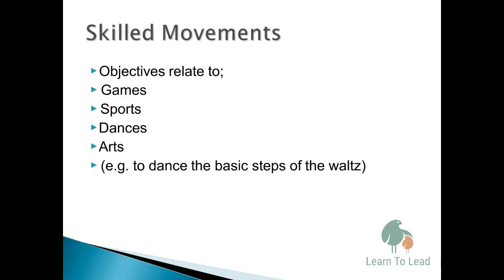Skilled movements. Skilled movements are those that require a high level of coordination and precision. They are often performed in games, sports, dances, and other artistic activities. Some examples of skilled movements include: playing a musical instrument requires a high level of coordination between the hands and the eyes. Performing a gymnastics routine requires a high level of flexibility and strength.